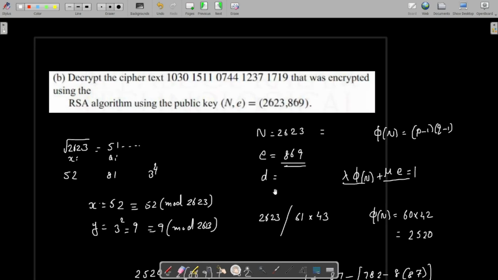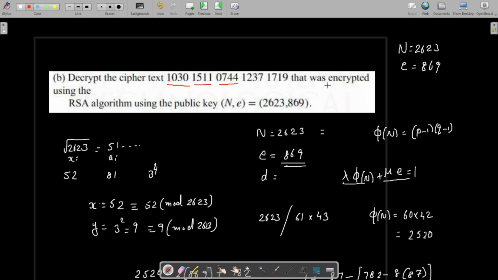Now let us go to the question. It is given that n is equal to 2623 and the encoding key is equal to 869, and the text given is a ciphertext. So it is actually encoded, and we have to decode it. How will you decode it? Here you can see that the numbers are 1030, 1511, 0744. All are numbers less than 2623. So we'll take each of the sets of four digits, and we'll decode separately.